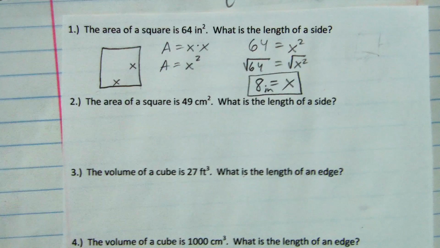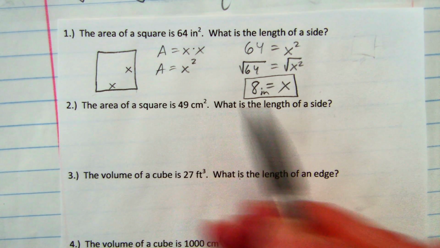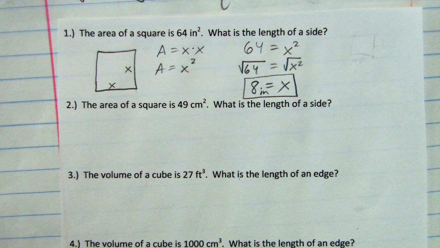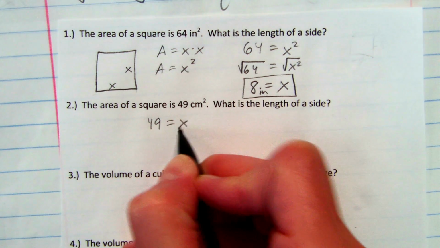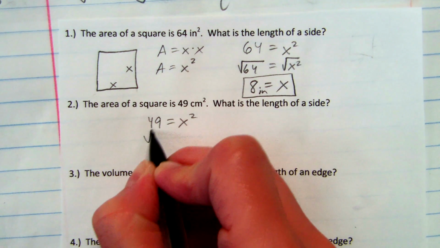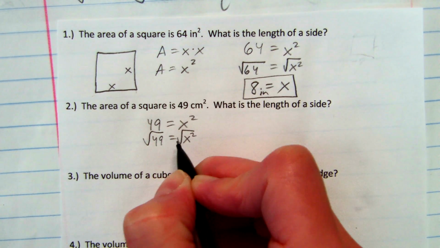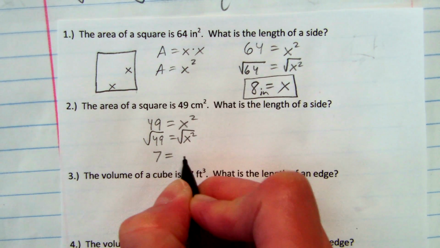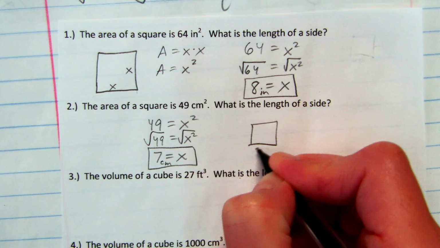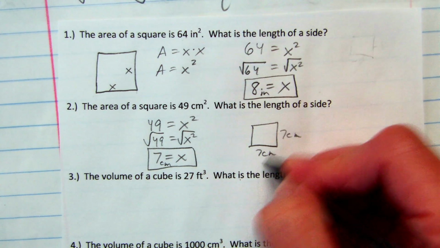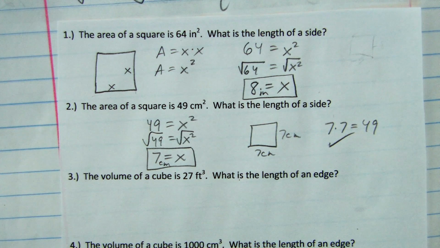Just regular, normal numbers. Okay, so on number 2, the area of a square is 49 square centimeters. What is the length of a side? So you would have the same setup. Basically, 49 is x squared. And then you can square root both sides. And that gets rid of the squared. This is just sort of explaining how this is opposite. And then you know that 7 centimeters would be the length of the side. So that means on your square I have 7 centimeters times 7 centimeters. And when I take length times width, I get 49. So that all checks out and makes sense.